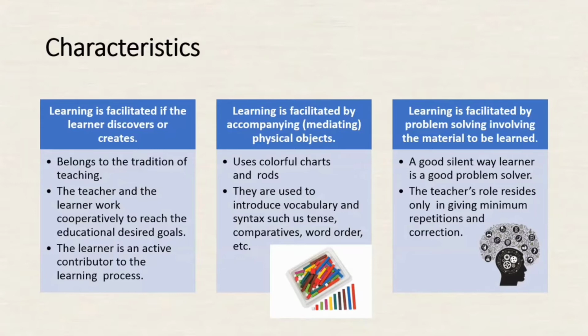Finally, the learner is facilitated by problem solving involving the material to be learned. A good silent way learner is a good problem solver. The teacher's role resides only in giving minimum repetitions and corrections. What does it mean? It means that the student by him or herself needs to solve problems, needs to create their own ideas. That the student basically does not depend on the teacher.